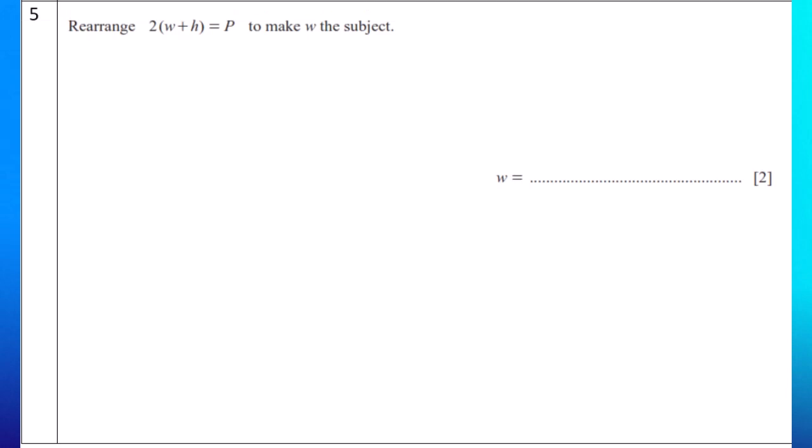And question number 5, they are saying rearrange this equation to make W the subject. So it means now our task is to separate W. There are two ways to solve this type of question, but the first method is to just shift this 2 to the other side, as 2 is multiplying because it is outside of the bracket and there is no operation between 2 and the bracket. It means there is a multiplication. So when you shift this to the other side, it will be in the form of division. You have to write W plus H is equal to P over 2.